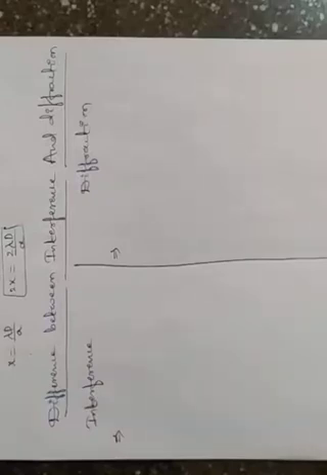The next concept is the difference between interference and diffraction. We have seen the two phenomena, interference and diffraction. So in interference, what happens? Two waves are combined together and the distribution of intensity takes place. Two waves superimpose and the intensity gets distributed.